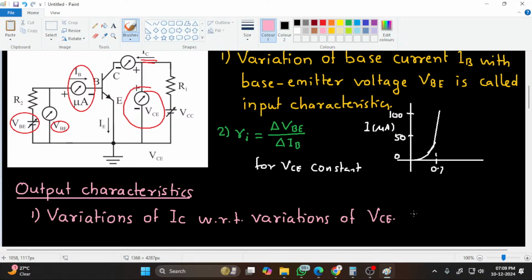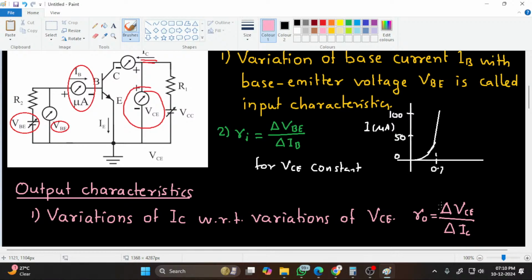The dynamic output resistance for that matter RO is equal to delta VCE, that is change in collector emitter voltage, upon delta IC, change in the collector current. The base current IB is constant at this time. From the curve we can see that the collector current IC is independent of VCE as long as the collector emitter junction is reverse biased. Also the collector current is large for large values of base current.